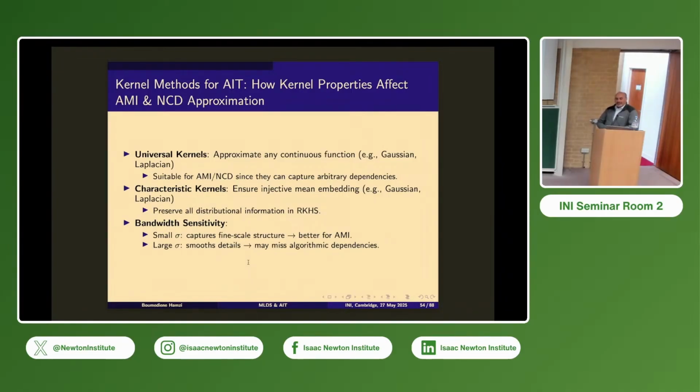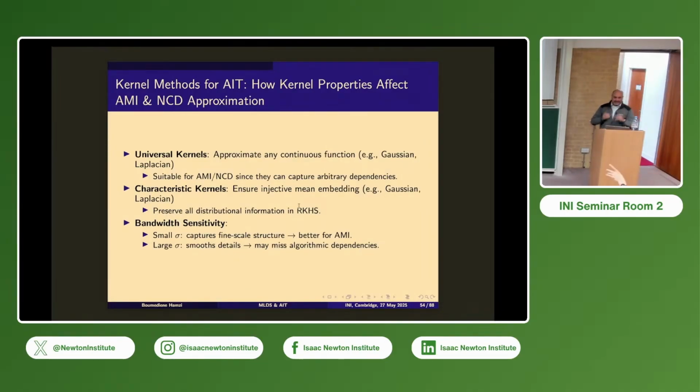Yeah, exactly. Somehow that's the idea: by bridging AIT and machine learning via kernel methods, we are able to have a computational way to compute some objects in AIT. Is it clear? Yes.